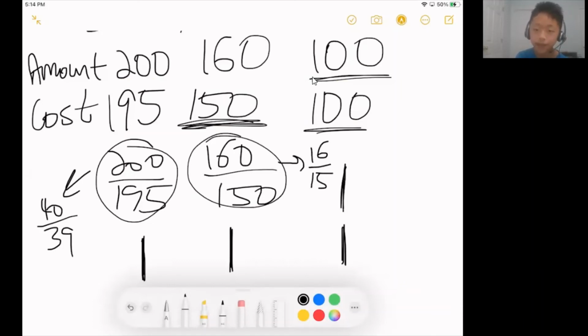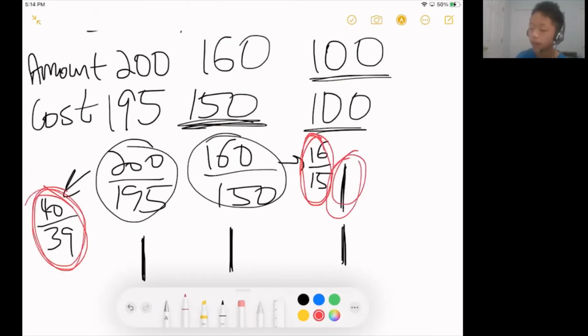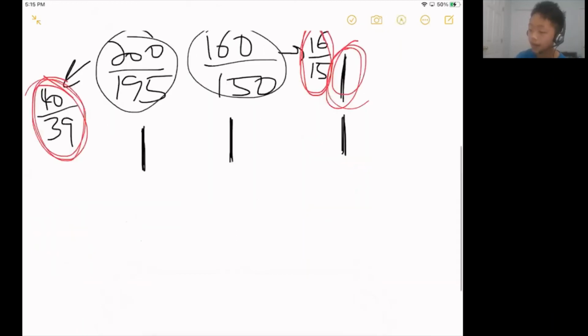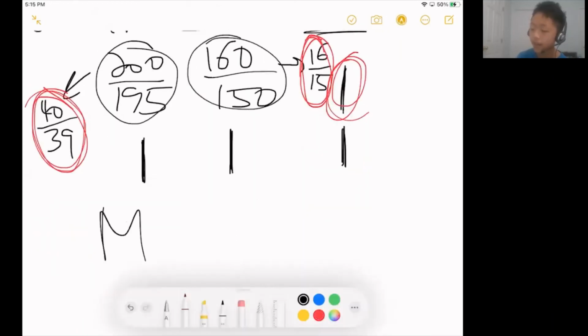And then from here, if you look at these numbers, 40 over 39, 16 over 15, and 1, notice that 16 over 15 is the largest, then 40 over 39, then 1. So what that tells us is the medium size is the best, then the large size, and then the small size. So medium, large, small would correspond to choice E, and that would be the answer.